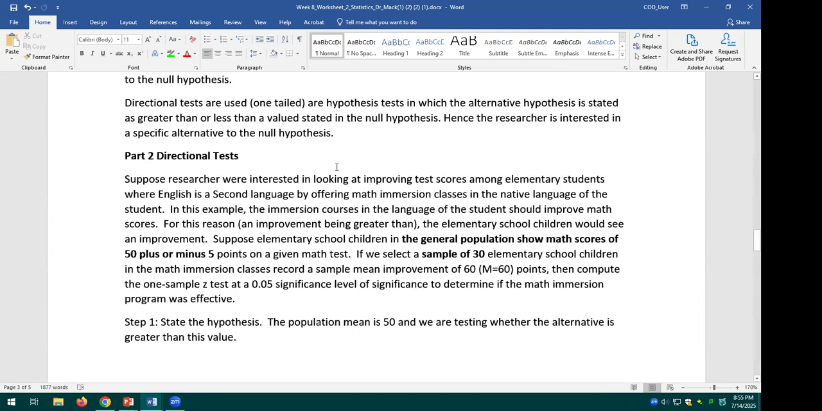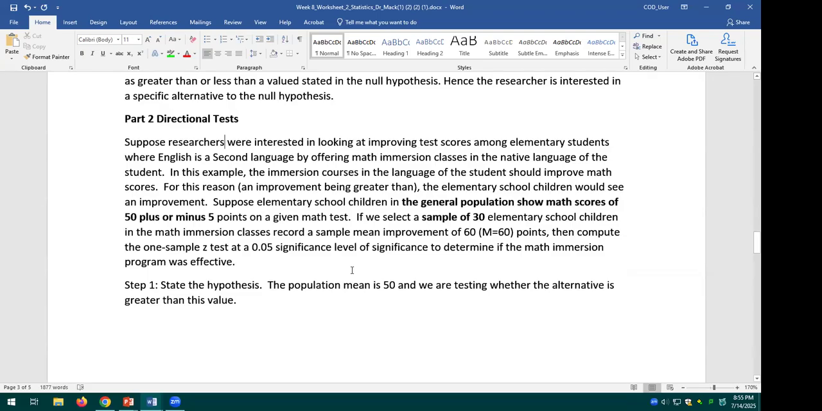So directional tests. Suppose our researchers were interested in looking at improving test scores among elementary students for English as a second language by offering math immersion classes in the native language of the student. In this example, the immersion courses in the language of the student should improve math scores. For this reason, an improvement being greater than, the elementary school children would see an improvement.